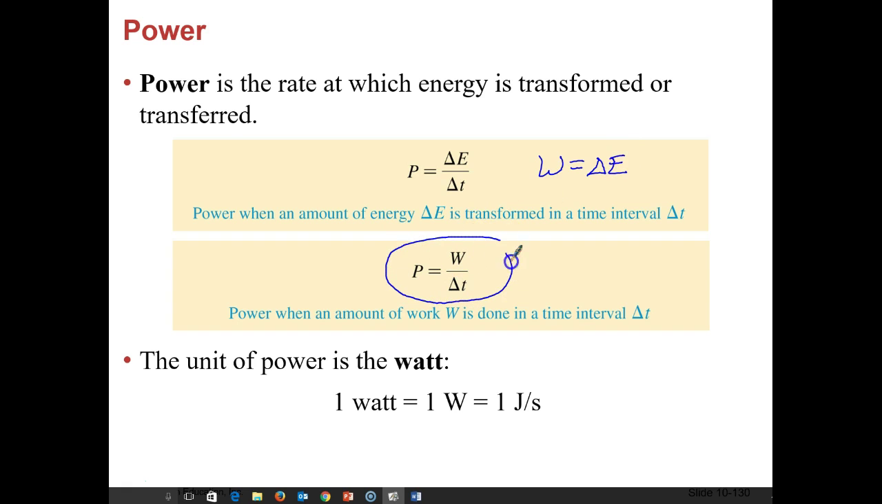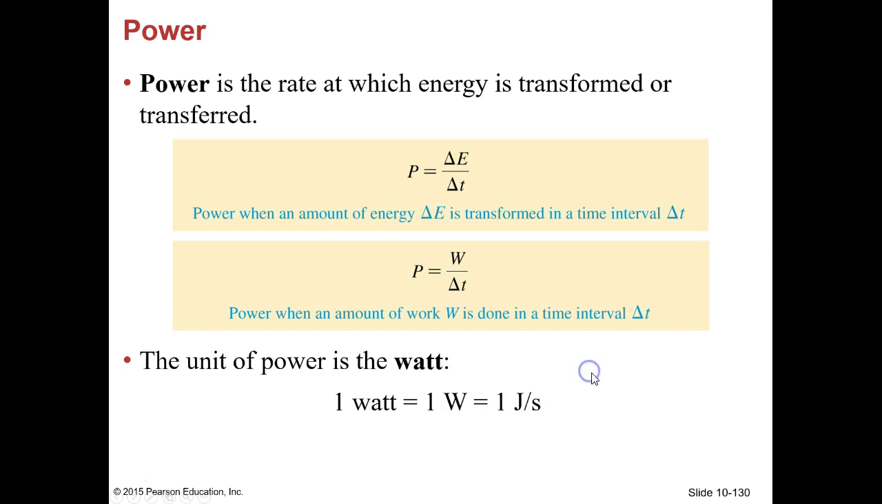So the equation you're typically used to for power is work divided by time. The unit is a joule per second, which we call a watt. And those two are the same. Typically, you'll see the word watt or the abbreviation W, and you don't always see joule per second. So they would prefer that you use the SI unit, which is a watt.